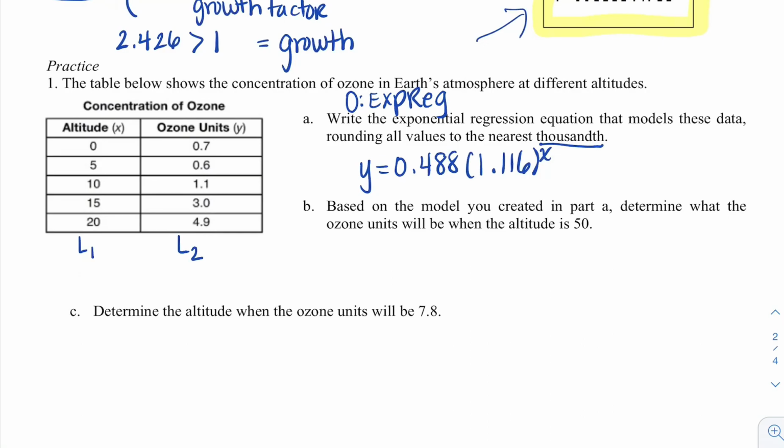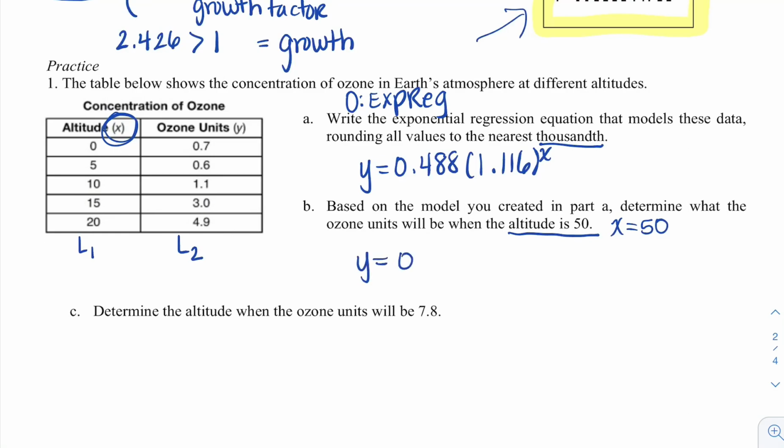Well, you're going to do one of two things. You're going to plug into it, or you're going to set it equal to something. So look at part B. Based on the model you created in part A, determine what the ozone units would be when the altitude is 50. If you look right here, the altitude is x. So this is basically saying take the equation you created and plug in x equals 50.